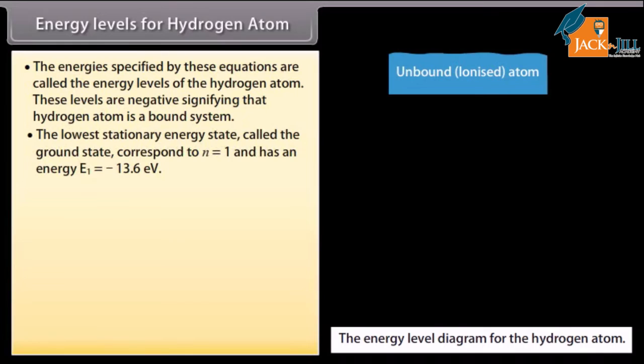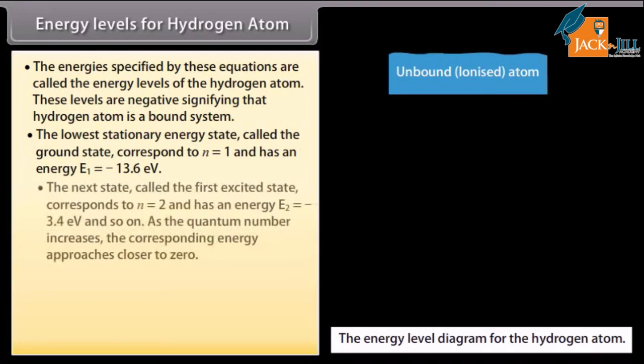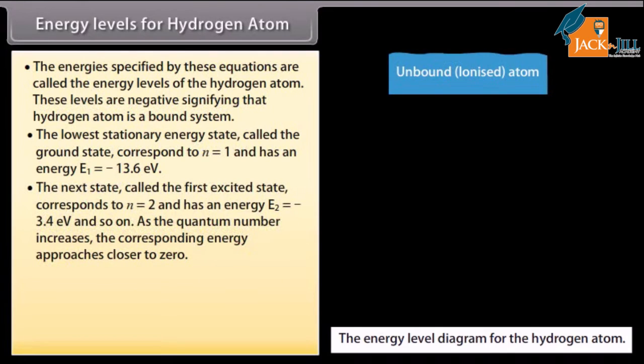The lowest stationary energy state, called the ground state, corresponds to n = 1 and has an energy E1 equals minus 13.6 electron volt. The next state, called the first excited state, corresponds to n = 2 and has an energy E2 equals minus 3.4 electron volt, and so on.